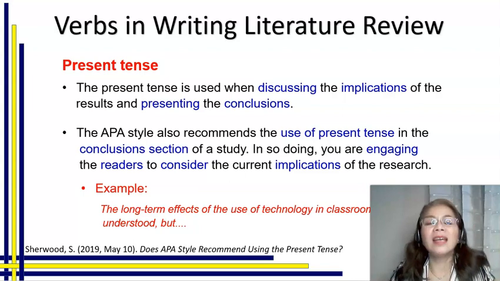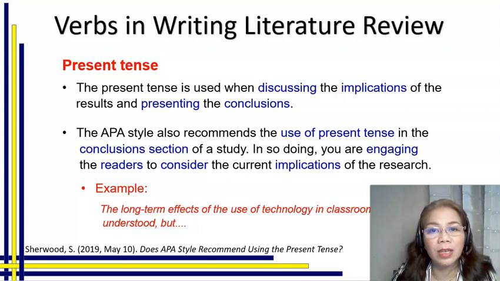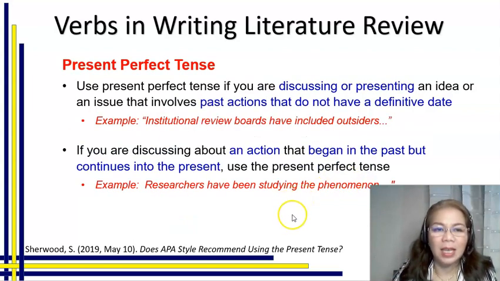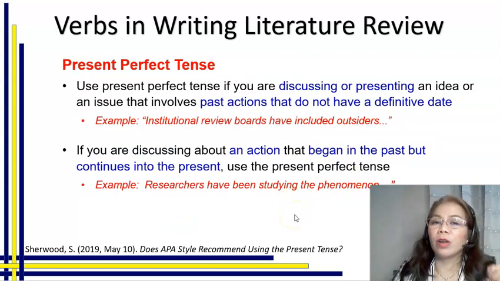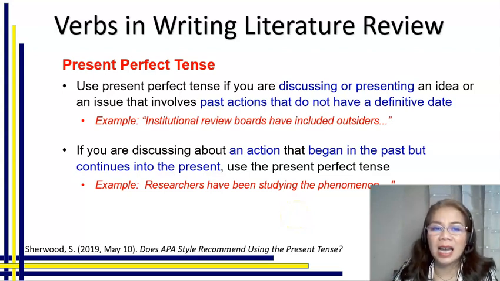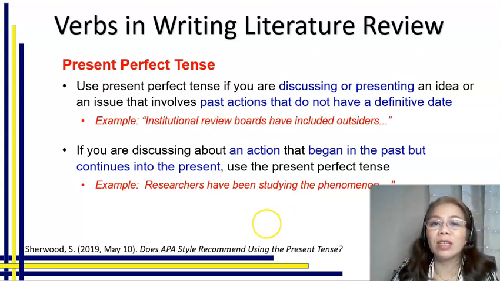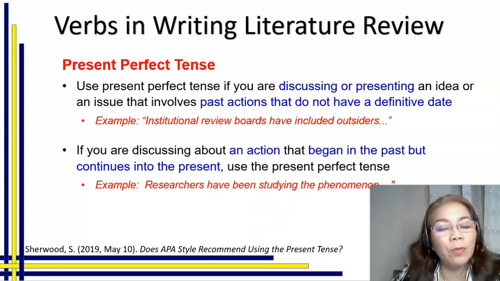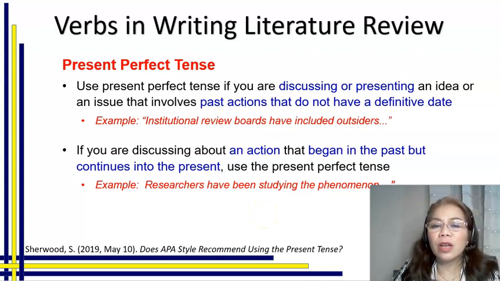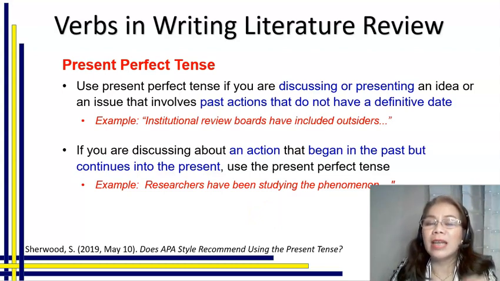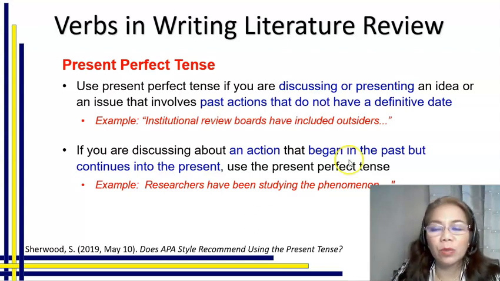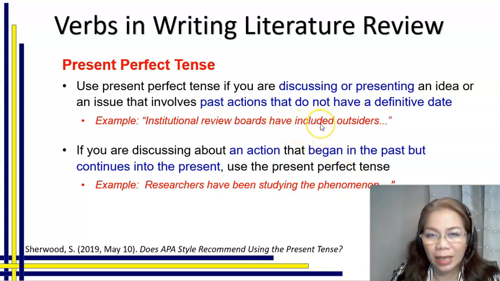Okay? Again, if you are discussing the implications or you are presenting the conclusions of your study, then use the present tense. Okay. Now, let's move to the present perfect tense. Present perfect tense is used if you are discussing or presenting an idea or issue that involves a past action that does not have a definitive date. For example, you might want to say, the institutional review boards have included outsiders. The verb that we use here is have included.